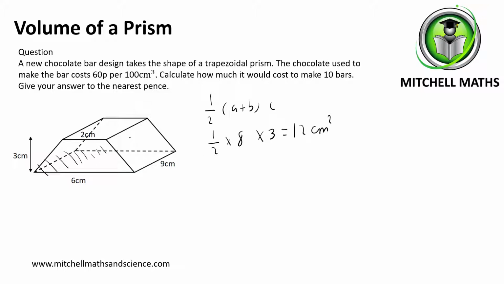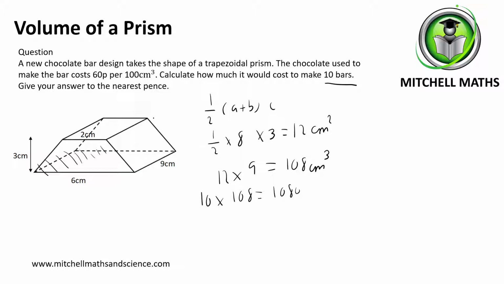If we want to find the volume of the bar, then we need to do 12, the surface area, times the length, which is 9. And 12 times 9 is 108 centimetres cubed. Now the question asks us how much is it going to cost to make 10 bars. So what I'm going to do is work out the volume of all 10 bars. To do that, I just do 10 times 108, which is 1080.